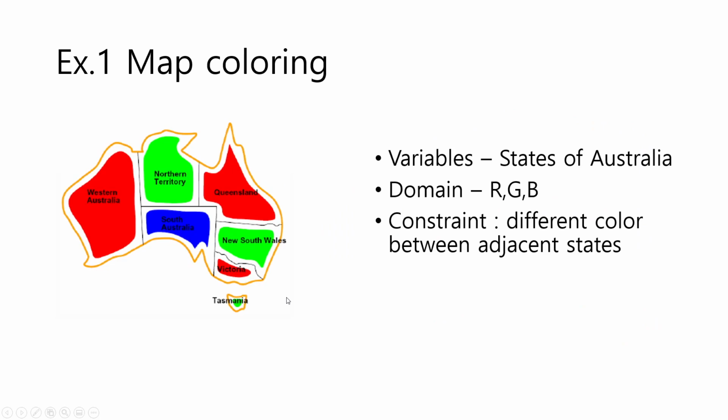First, map coloring. As the picture shows, the variables are the names of the states of Australia, and the domain is the colors. In this case, red, green, blue, and the constraint is that adjacent regions must have different colors.